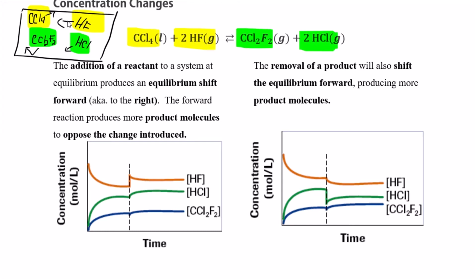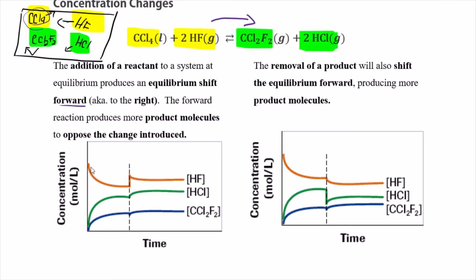So if you think about those processes, what would happen if you added a bunch of a reactant? If I add a bunch of carbon tetrachloride to the reaction vessel, well, now there are going to be more effective collisions between this reactant and this reactant. Just by the nature of probability, there are more of those things floating around, so they're more likely to run into each other. And so that's going to increase the rate of the forward reaction. So if I add a reactant to a system, it's going to produce an equilibrium shift forward to the right, because we're going to produce more product molecules that opposes the change.